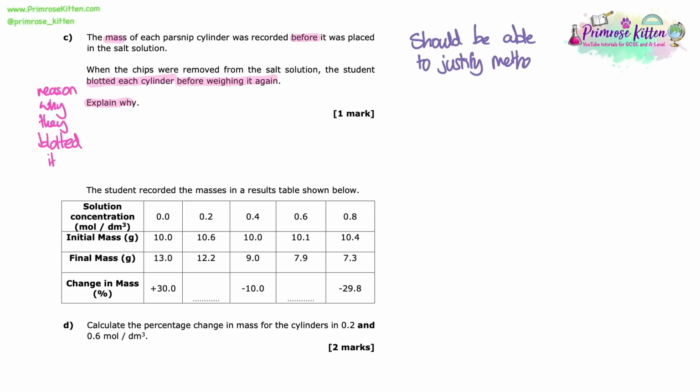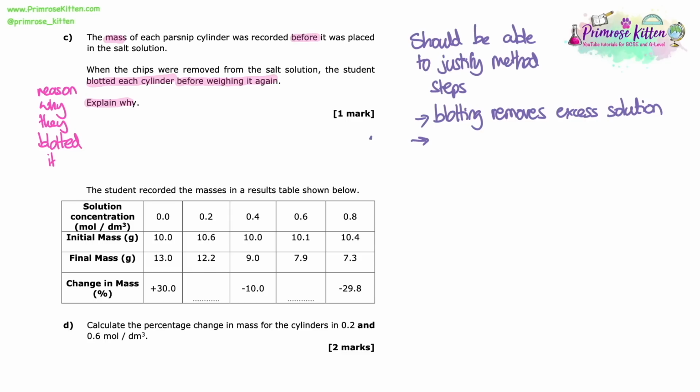So not just what does blotting do, but you need to be able to justify why you are doing that step. This is one of the examples where in practical questions like this, you have to be justifying your method steps. So you need to be able to give reasons why you do various stages in the method and what the importance of that is to the actual experiment and the results.